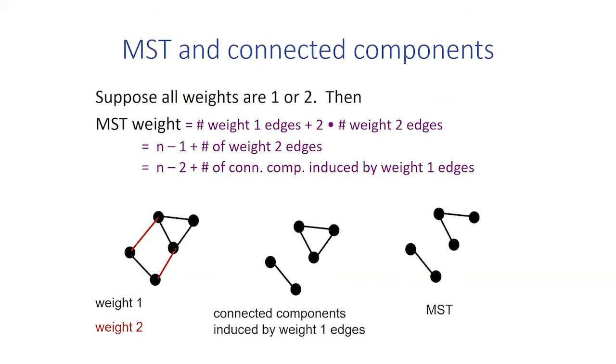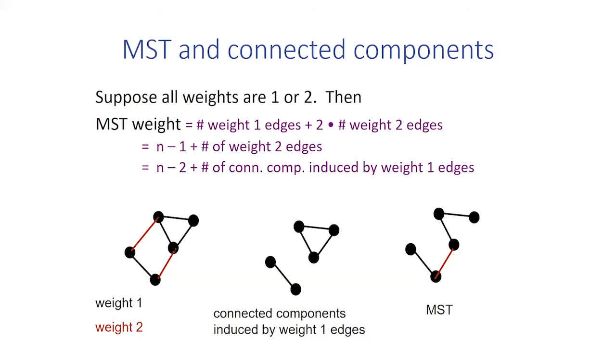And then how many weight 2 edges do I need to put in? Well, it depends on the number of connected components induced by the weight 1 edges. So it's exactly a number of connected components question. Actually, it's the number of connected components minus 1. So that's why n minus 1 became n minus 2. There was the number of connected components minus 1, and they moved that over.